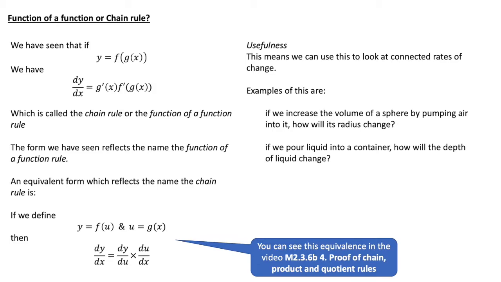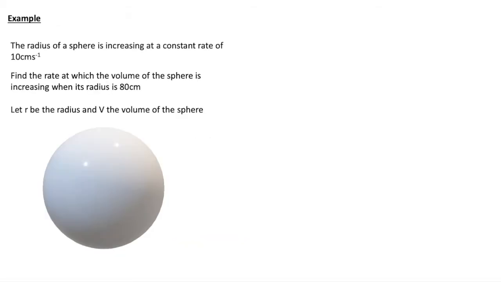That may or may not make a lot of sense to you, but having a look at an example hopefully will. So the example we're going to look at first is that we have a sphere, and there is a handy picture of a sphere. The radius of this sphere is increasing at a constant rate of 10 centimeters per second. And we are asked to find the rate at which the volume of the sphere is increasing when its radius is 80 centimeters. So we have to start by setting up the problem.